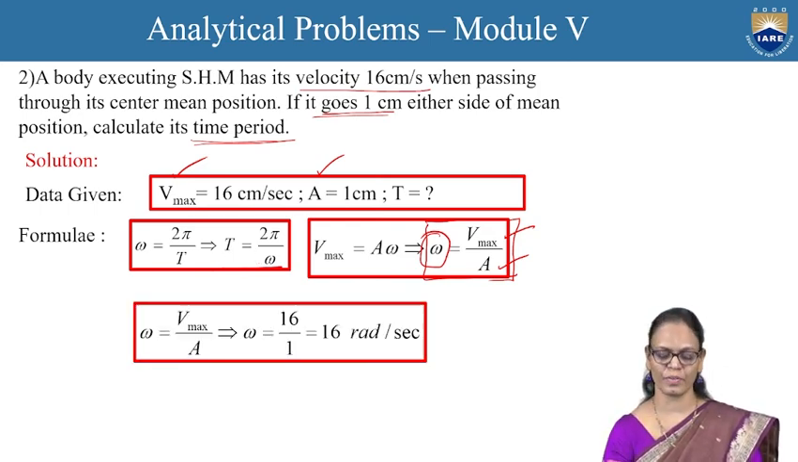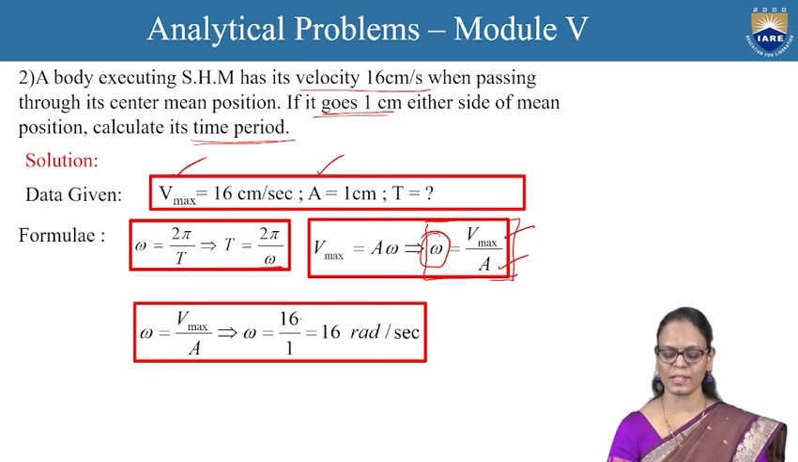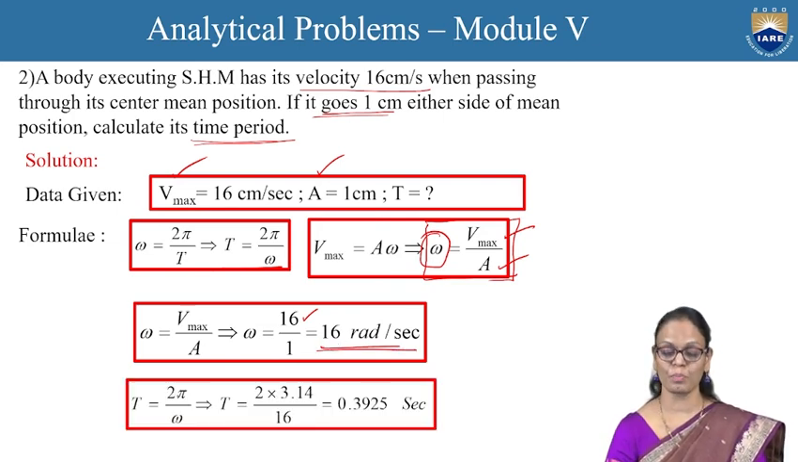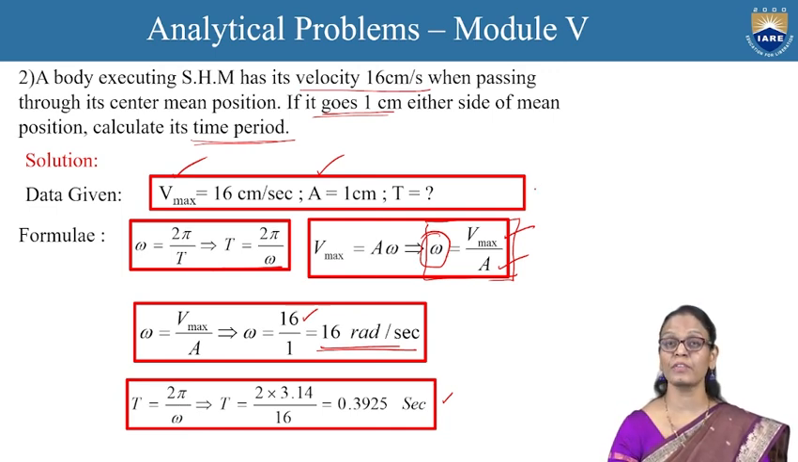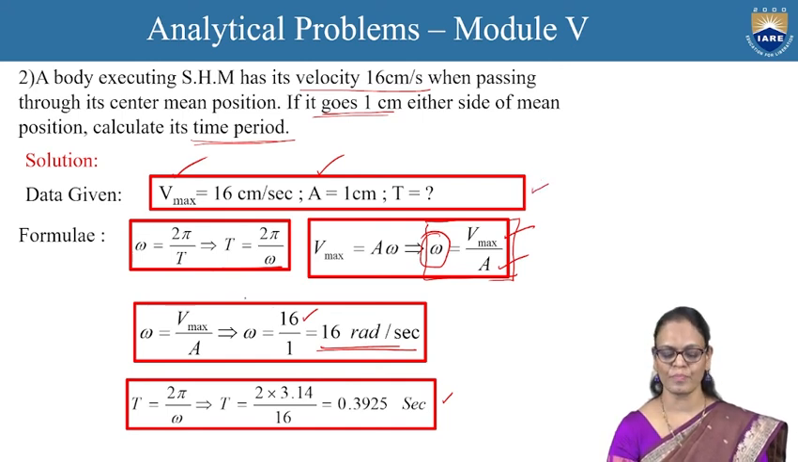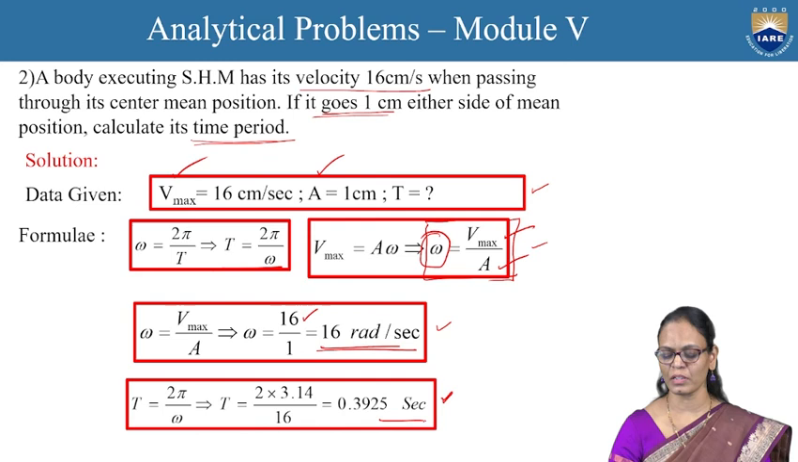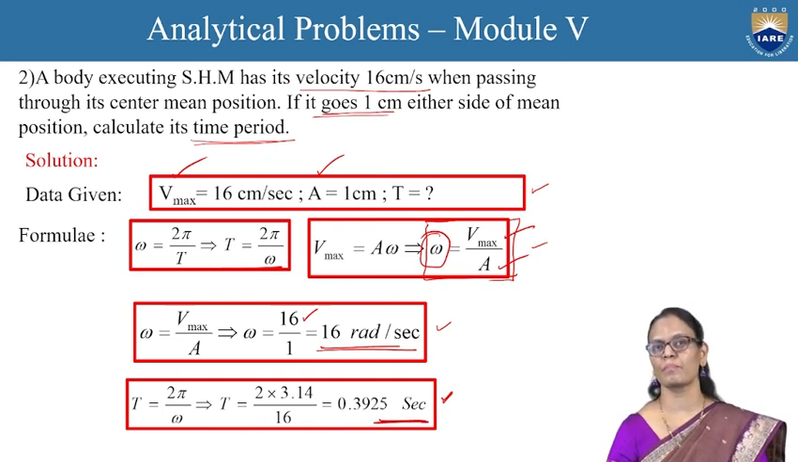So let us see how we are doing. So omega, Vmax upon A, just the substitution, 16 upon 1. So omega is 16 radian per second. So what is the time period? 2 pi by omega, 2 into 3.14 by 16. That gives us 0.3925 seconds. So these are the steps you have to follow. First, identifying or analyzing the question given, writing the data and what we have to find, using the appropriate formula, then substituting and simplifying, writing the result along with the units. That is very important.